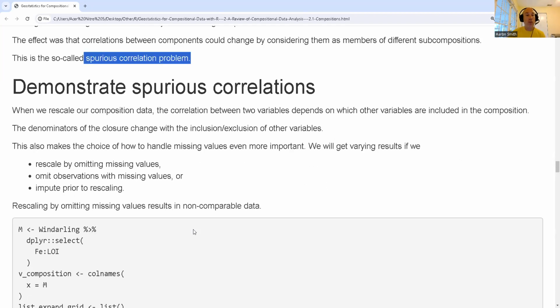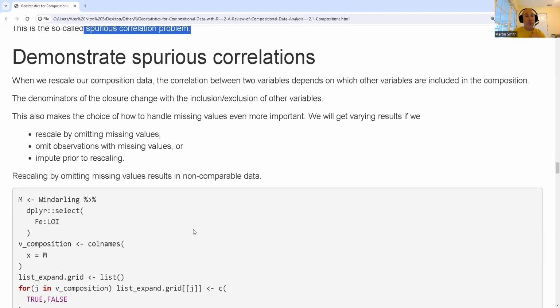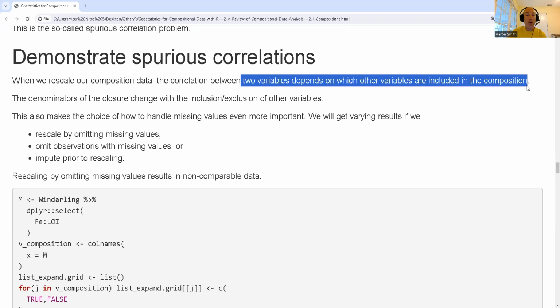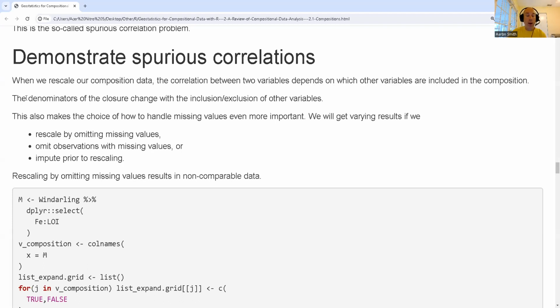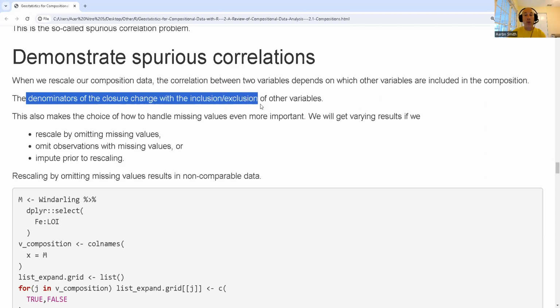So let's demonstrate this. All right, so when we rescale our composition data, the correlation between two variables depends on the other variables included in the composition. So why is this? The denominators of the closure change with the inclusion or exclusion of other variables. All right, so remember that. What I'm going to do is select a subset of the columns of my data for my analysis, for my closure. All right, so I'm going to rescale after I make that choice.